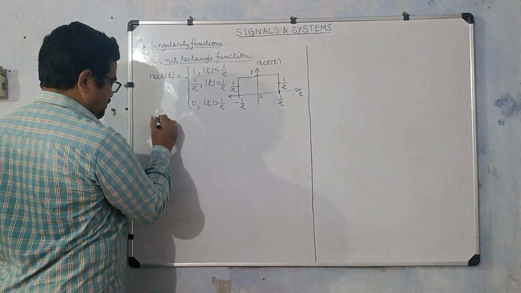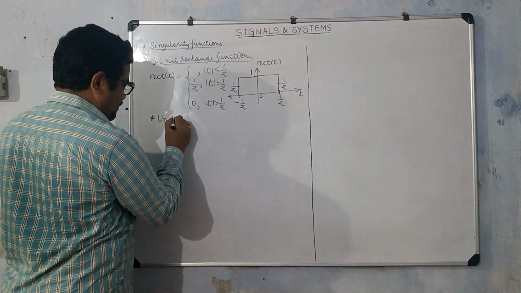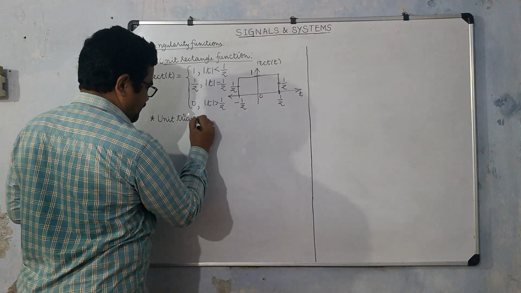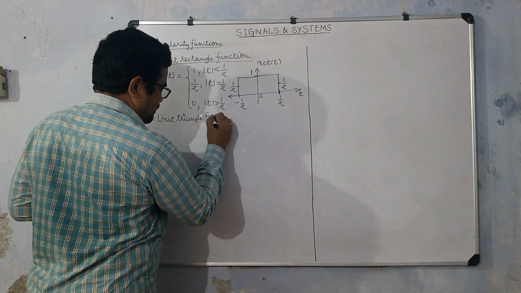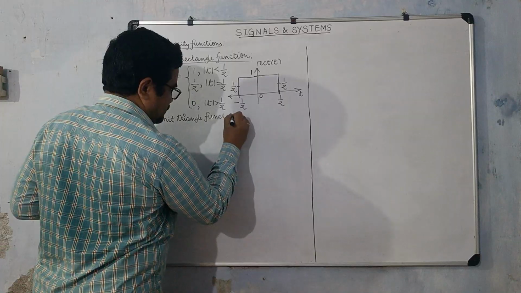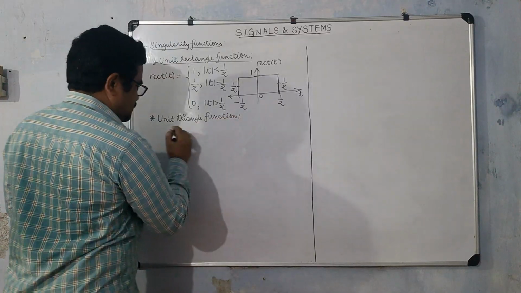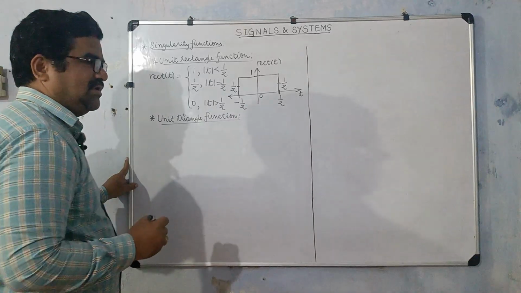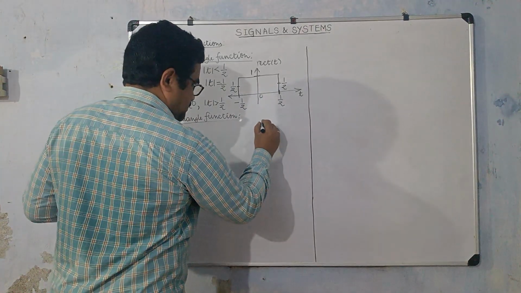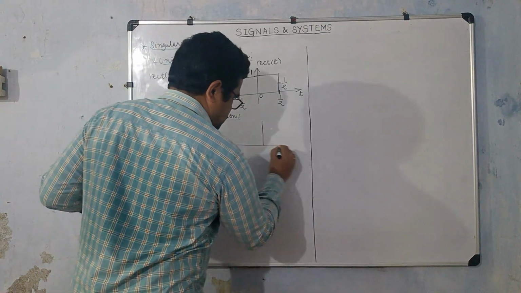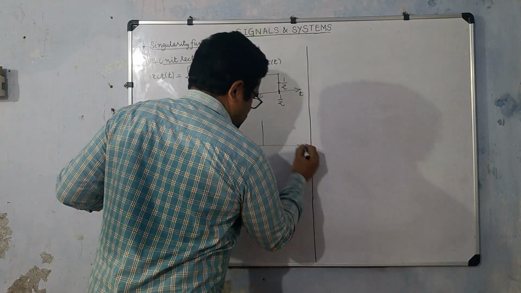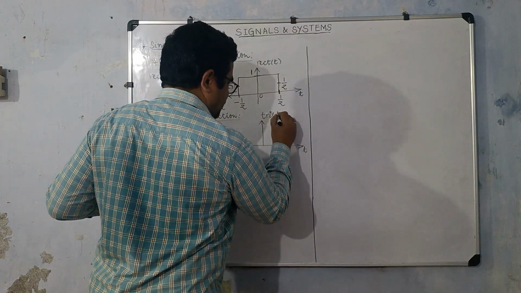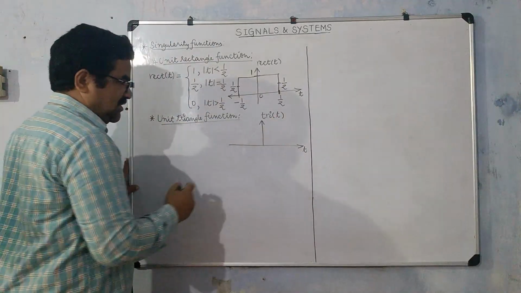Next we will see unit triangle function. First of all, we will see the graph for unit triangle function. So it is represented as TRI of t, triangle function TRI of t.